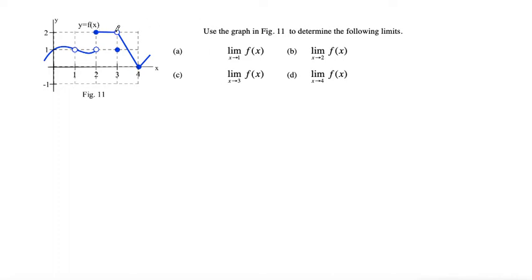So here we have a problem that says use the graph in figure 11 to determine the following limits. We have this graph given and we're supposed to find the limit as x approaches 1, 2, 3, and 4.